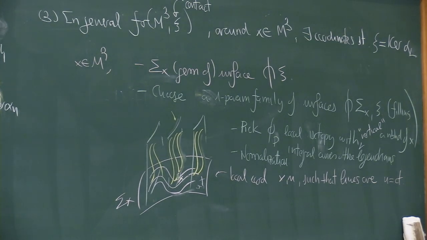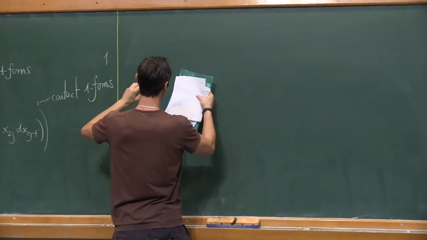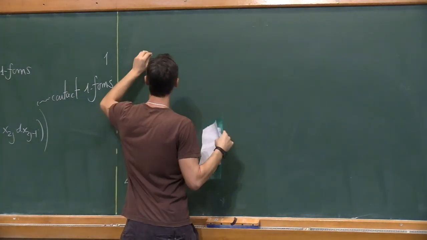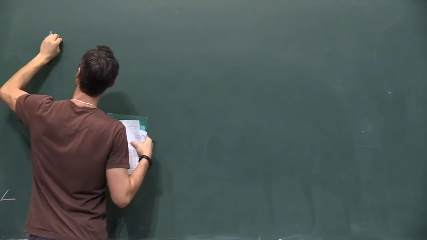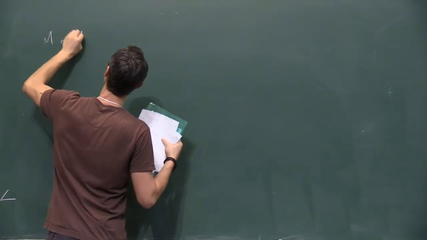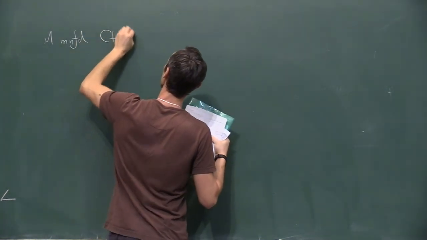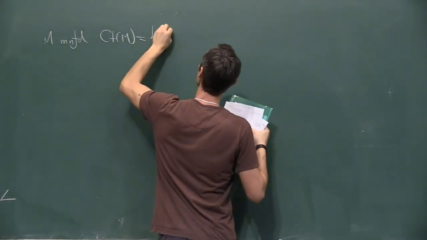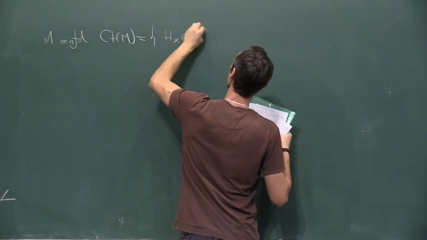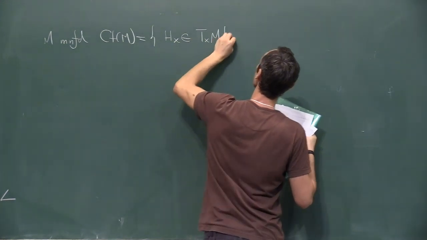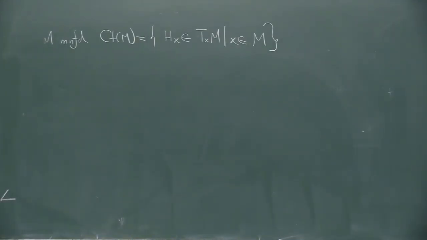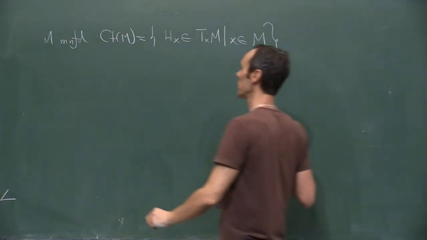So I was giving more examples, and the next one that I want to show to you is a nonlinear one. So it's the replacement for the cotangent bundle of a manifold in the contact world. So M is a manifold, and we're going to consider the manifold of so-called contact elements. So this is simply the collection of hyperplanes inside of the tangent space of the manifold for every point in the manifold, right?